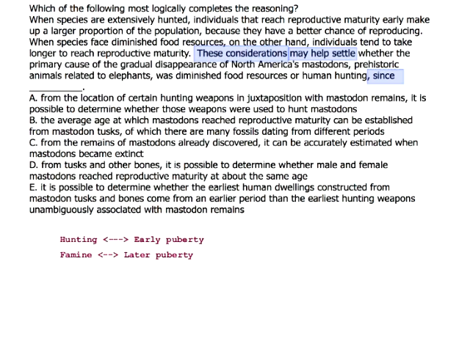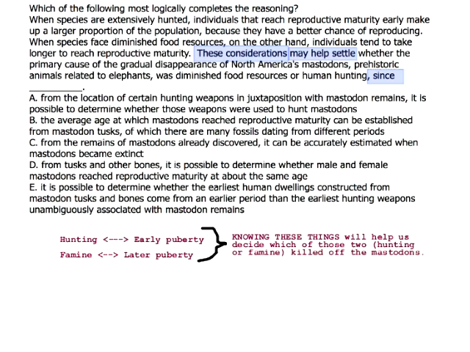These are the considerations. And then what that last sentence says is, knowing these things will help us decide which of those two, hunting or famine, killed off the mastodons.